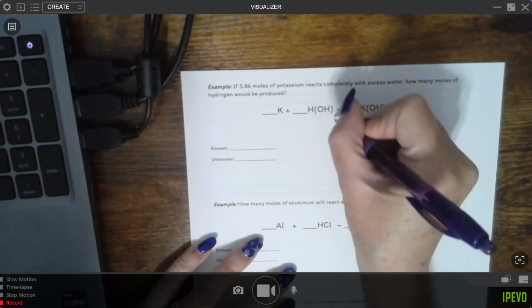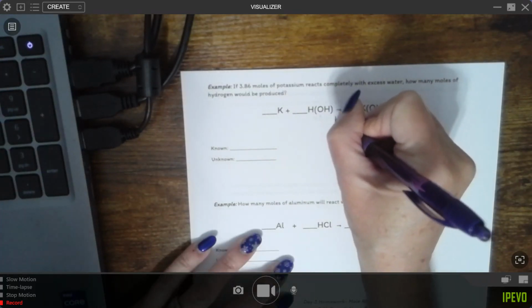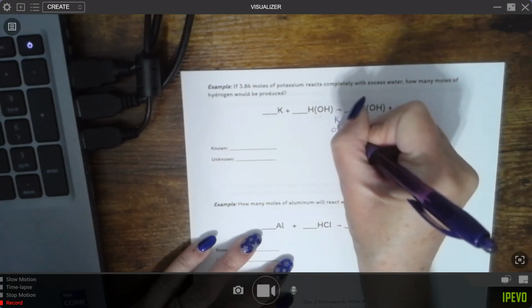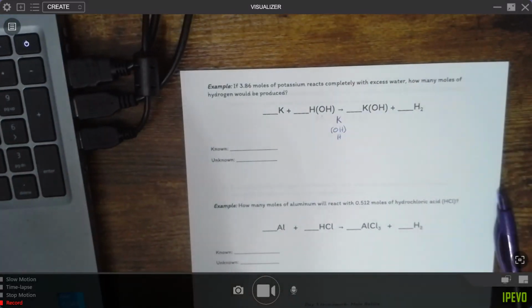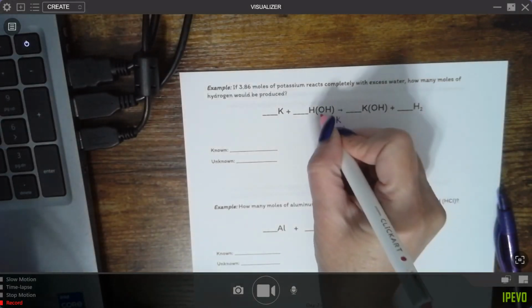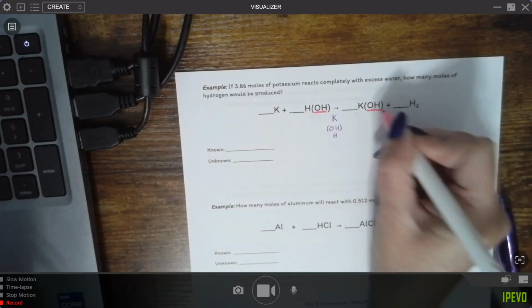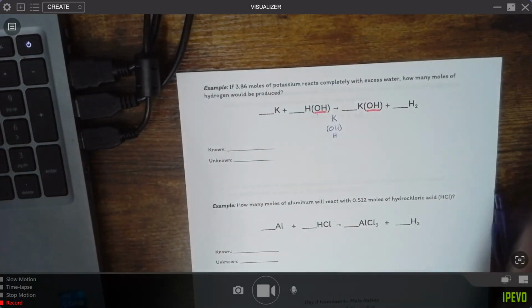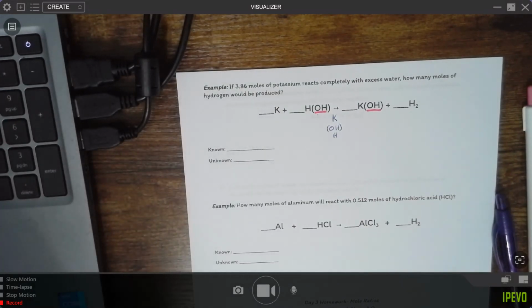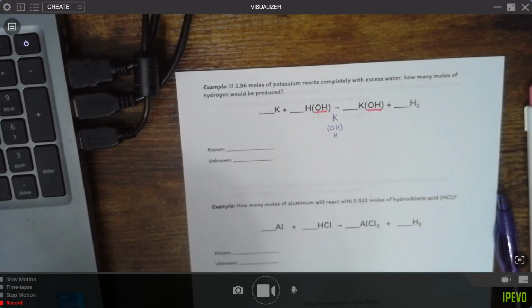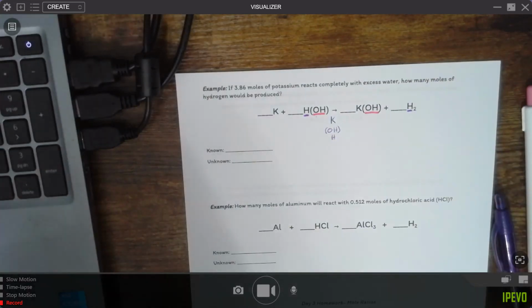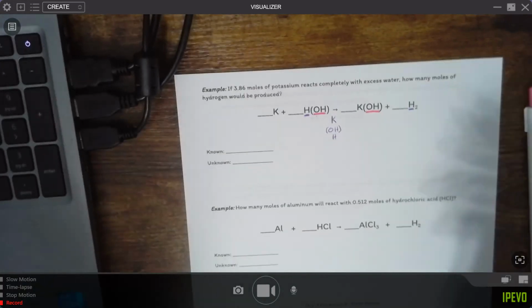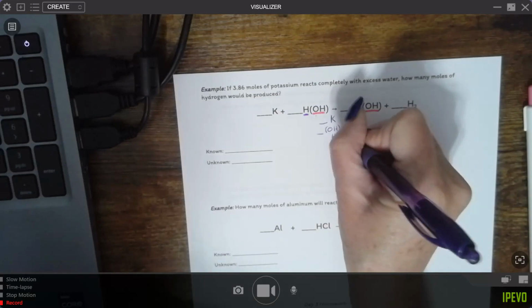I'm going to balance this equation first. So I've got potassium, I've got hydroxide, which is OH, and I have H. Now, what I want you to see is that when I count OHs, I'm going to compare those 2 numbers. And when I count H's, with a different color marker, I'm going to compare these. So let's count how many of each thing we have on each side of our chemical equation.